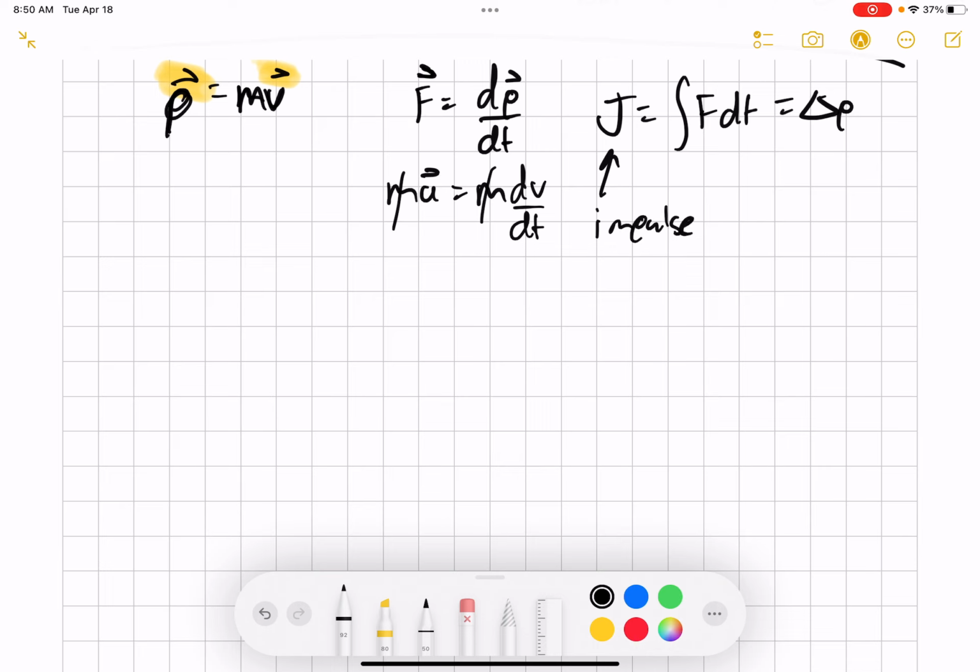And then J here is impulse. Remember, that is the force times the time. If your force is constant with time, then you can just do force times time. You don't need that integral. But if force is a function of time, then you are going to need to use this integral.